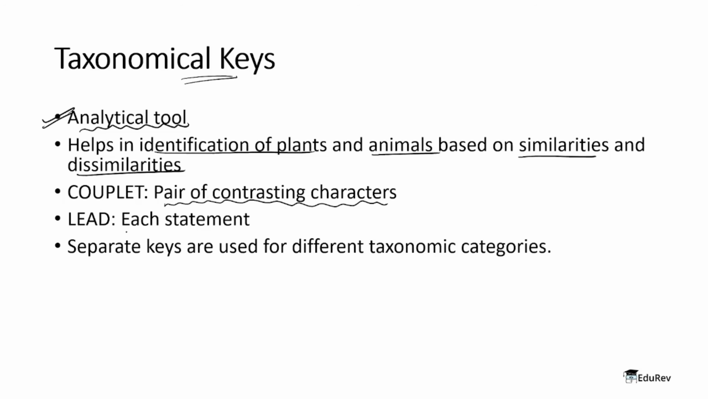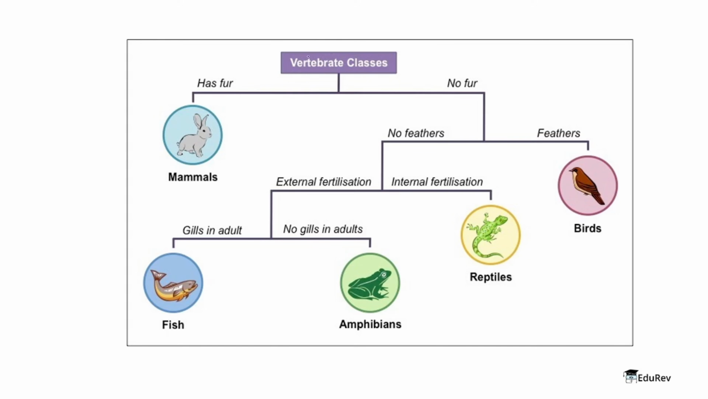Suppose you found a vertebrate class and you saw that it does not have any fur. So we go for this. Now, does it have feathers or not? Assuming it has no feathers, we go for this. Then we ask: external fertilization or internal fertilization? If it does internal fertilization, it will be a reptile. But if it does external fertilization, then again we have two parts. Does it have gills in adult or no gills in adult? If it has gills in adult, it will be a fish. If it has no gills in adult, it will be an amphibian.